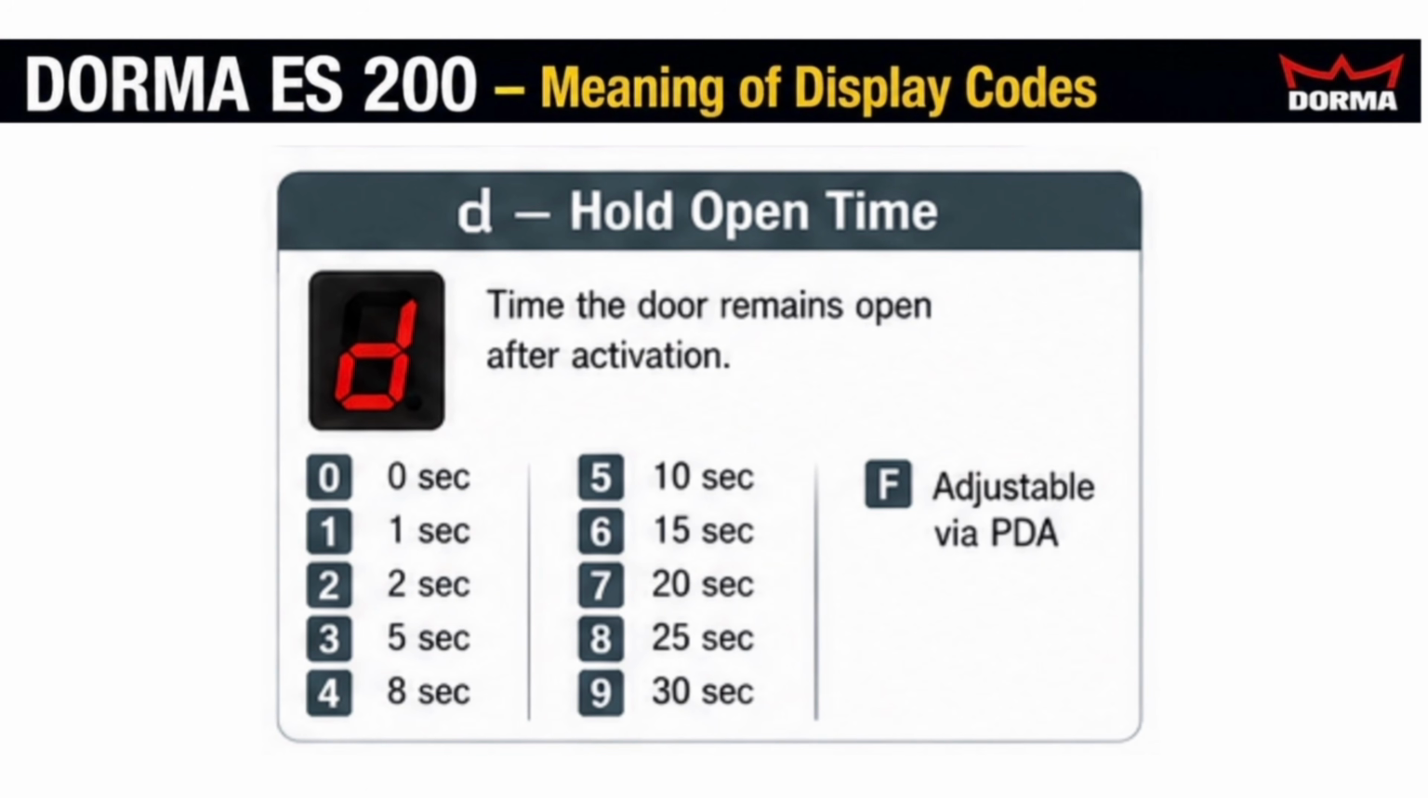2 seconds, 5 seconds, 8 seconds up to 30 seconds, or F, which allows adjustment using the PDA programming tool. For busy entrances, a longer hold open time usually improves traffic flow.